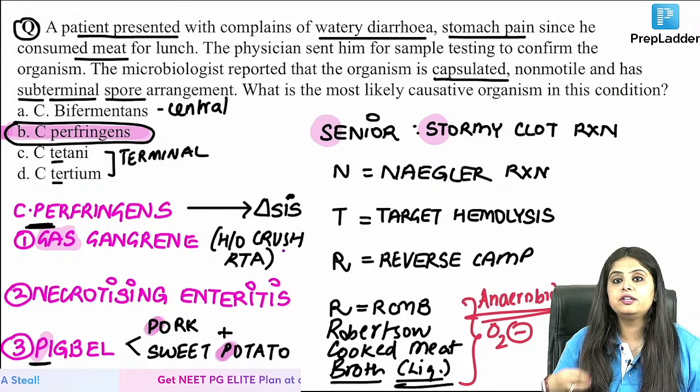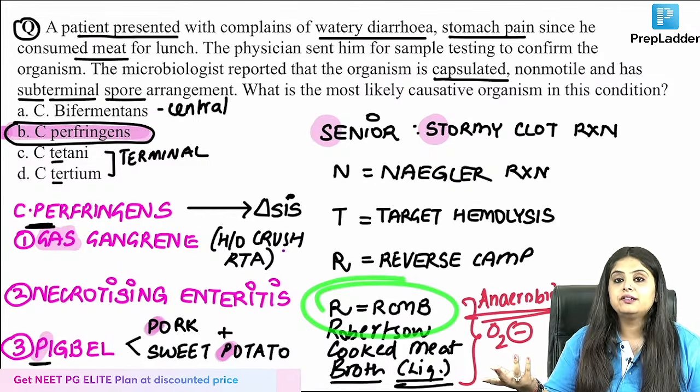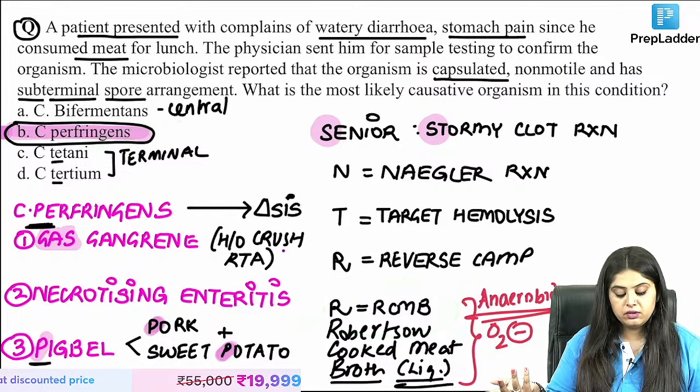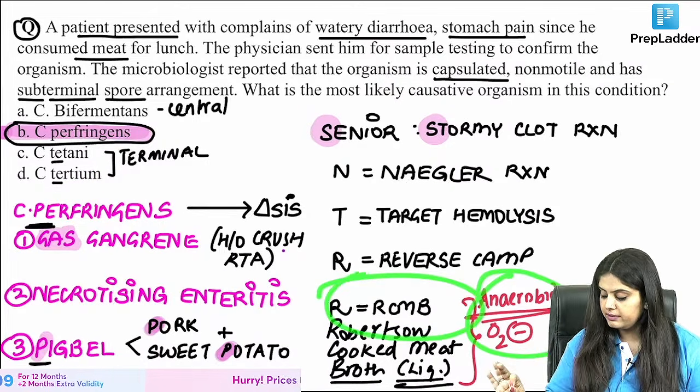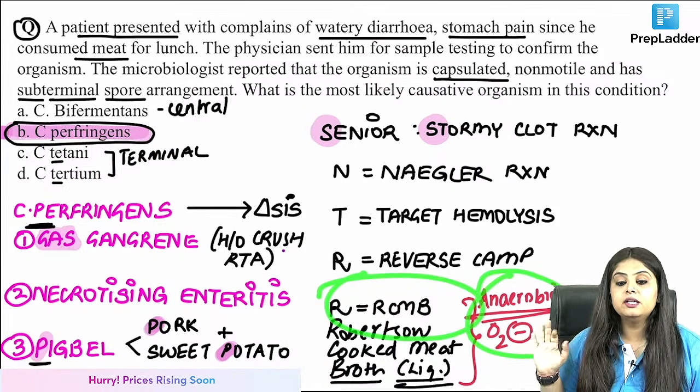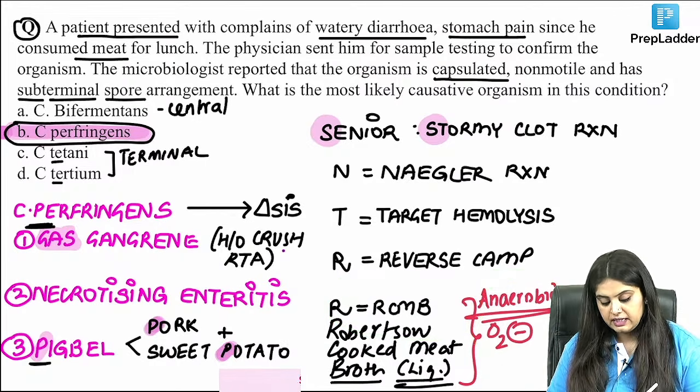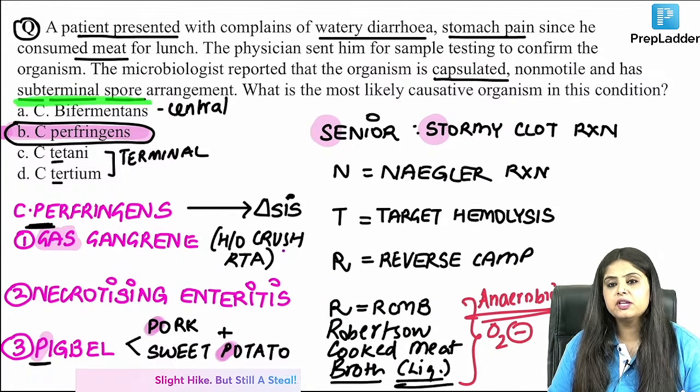So whether they say Clostridium tetani, where will you grow it? RCMB. Clostridium perfringens, where will you grow it? RCMB. Clostridium tertium, RCMB. Anything that is anaerobic, the culture media that I will use is going to be the RCMB. Okay, finally done.